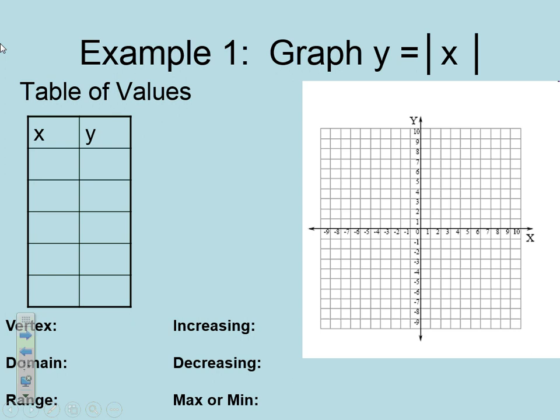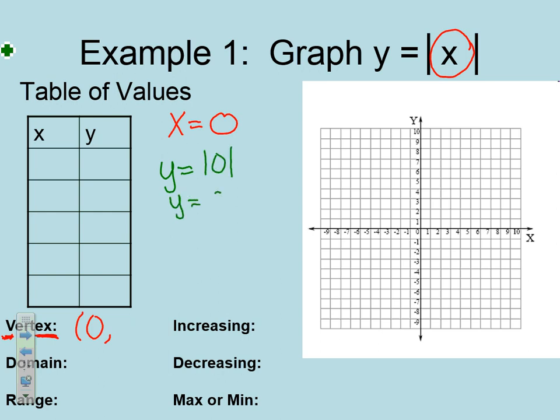Now, when we're graphing an absolute value, our goal is to make a V. When we're working with this, the first thing we have to do is find our vertex. In order to find our vertex, we're going to take whatever is inside the absolute value and set it equal to 0. So x equals 0. That's our x value. Now we're going to find our y value. To do that, all we're going to do is plug in 0 for x. So y equals absolute value of 0. So y equals 0. So our vertex on this equation is (0, 0).